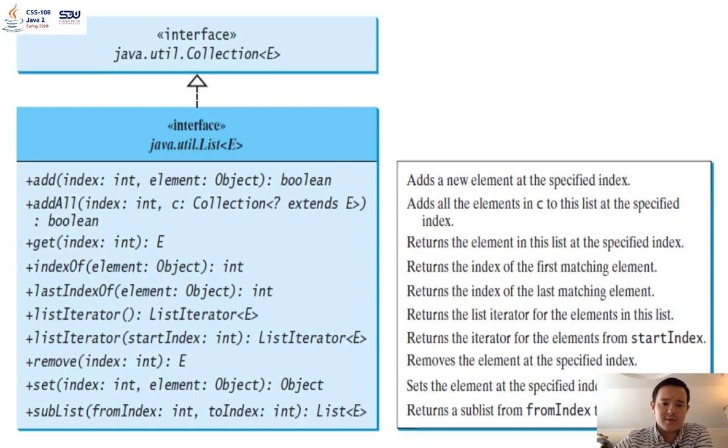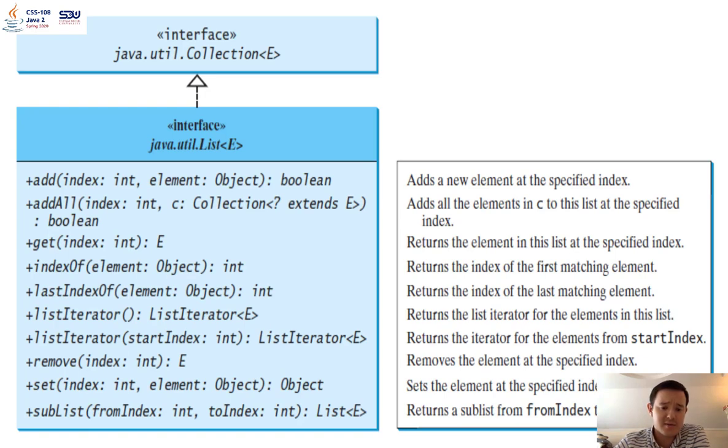So it has the next method, get, which gives the element at some certain index. You can check the index of some certain element. So get and indexOf are kind of like a reverse of each other, or complement each other. lastIndexOf gives you the index by looking from the right side. indexOf looks from the left side, and lastIndexOf looks from the right side. ListIterator is a sub-interface of the Iterator interface.